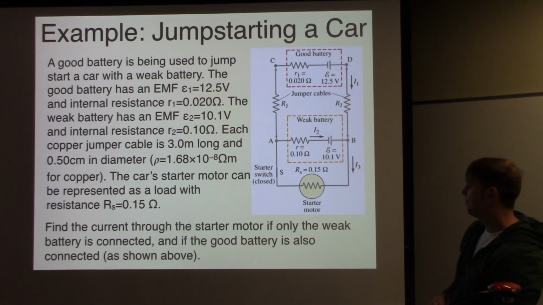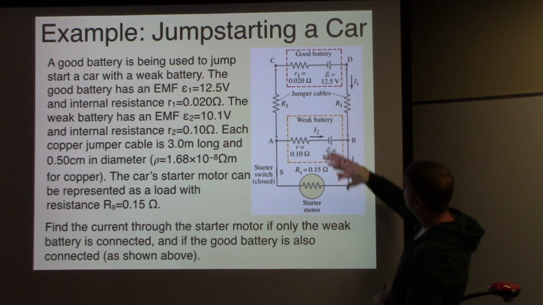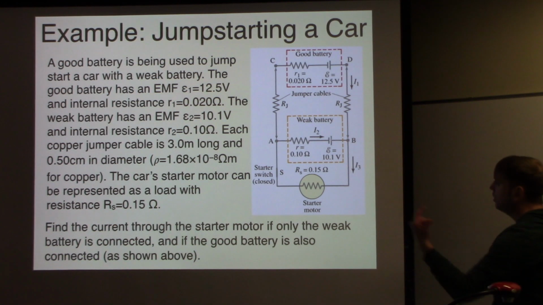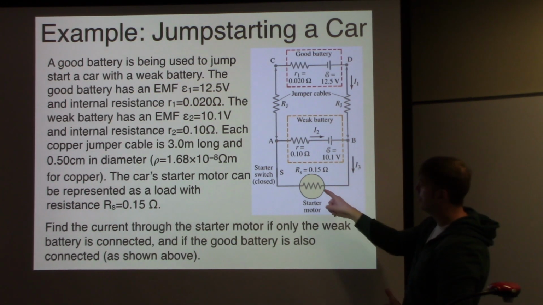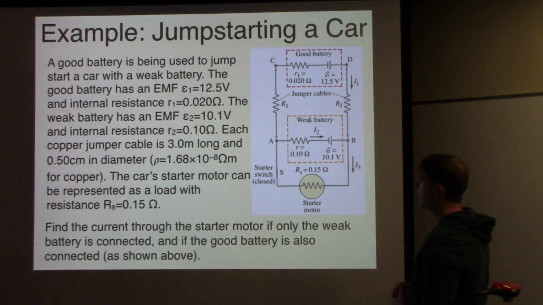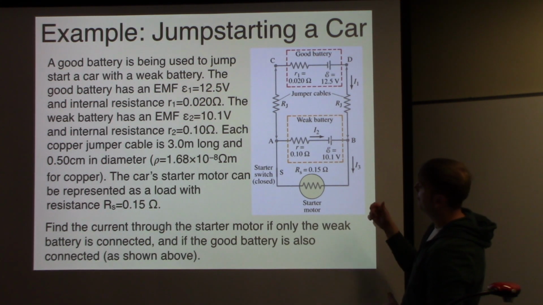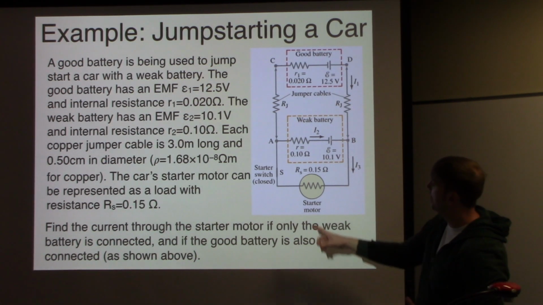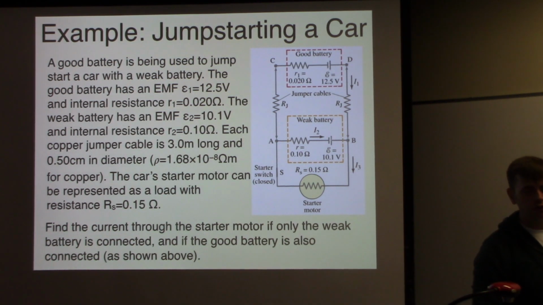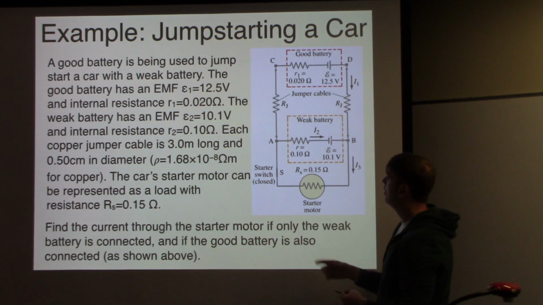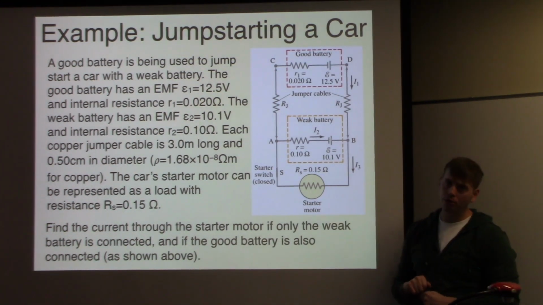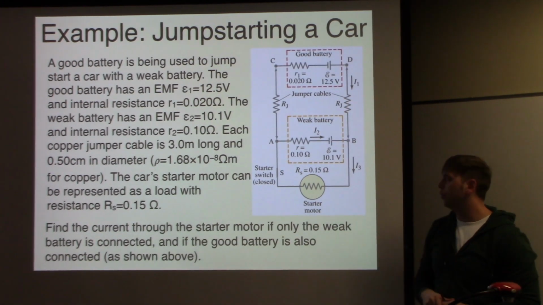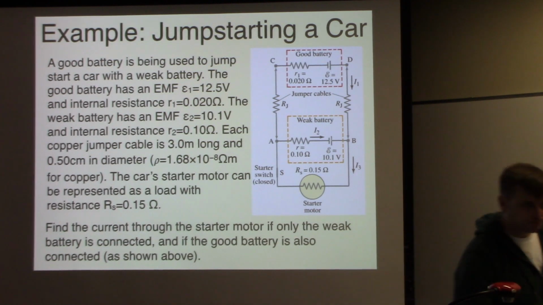All right. So there are two questions here. The first one is, if we only have the weak battery connected, so just forget everything at the top of the circuit, how much current do we have going to the starter motor? And then, as a follow-up, let's say we do have the good battery connected, so this is in the circuit, how much current do we have going to the starter motor? As you can probably guess, if only the weak battery is connected, we're not getting enough current going to the starter motor, but if we do connect the good battery to help us jump-start the car, we're going to get a lot more current going to that motor, and it can actually start the car.